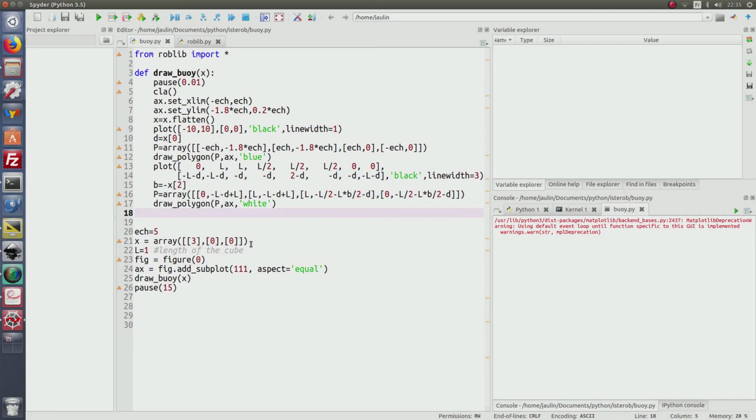Here I start with an initial state vector, which tells me that the buoy is at a depth equal to 3. The speed is 0, and the control volume is equal to 0 also. So that's why the buoy will neither go upward nor downward.